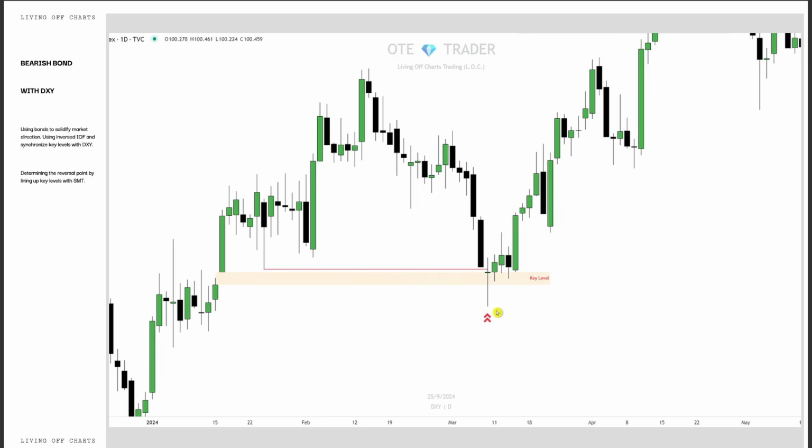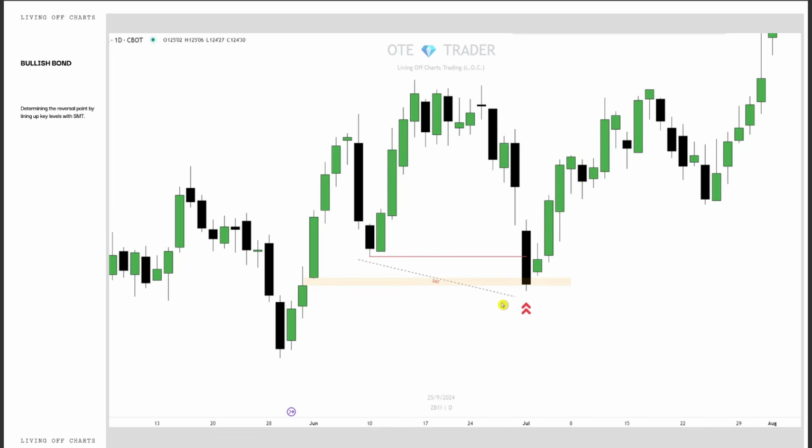So at the same point in time here, we'll form SMT on the bonds, and you can see DXY reverses. At the exact same time, bonds reverse with SMT in the key level. Now let's look at the bullish example. This is a key level here down in discount. We form SMT with the other bonds. At this exact candle, we would like to see DXY change its order flow in line with the bonds, confirming that they're going into buy side of the curve. So we're lining up our key levels with SMT.